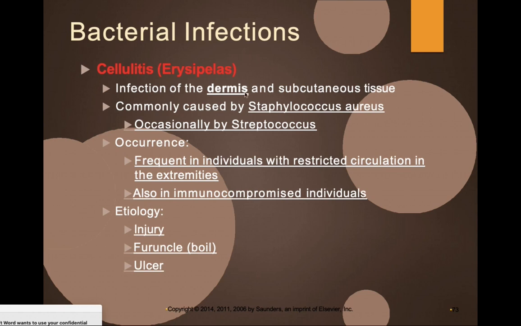Cellulitis. This is an infection of the dermis and the sub-Q, and it's commonly caused by Staphylococcus aureus, occasionally strep. It is frequently found in people that have restricted circulation, commonly seen in the leg, and it's also found in immunocompromised individuals. The etiology of this could be a furuncle, a boil, could be injury, could also be an ulcer.